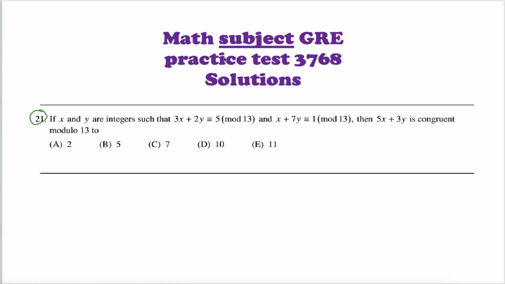All right, question 21 on the math subject GRE practice test. This is kind of a fun problem. This deals with modular arithmetic, which is just a cool section. So I think what I'm going to do here is similar to what I did, I think it was the last video, where I solve the problem kind of quickly and then I go back afterwards and fill in some gaps.